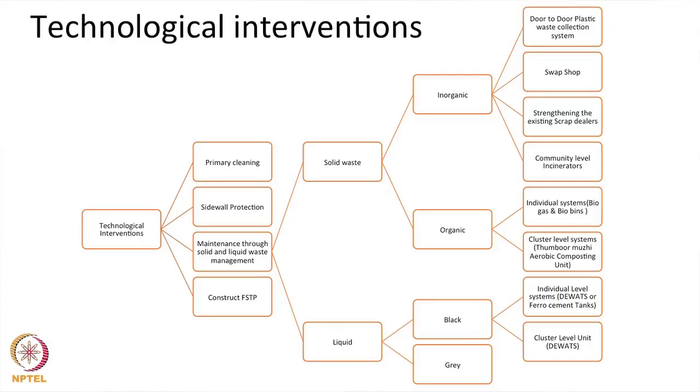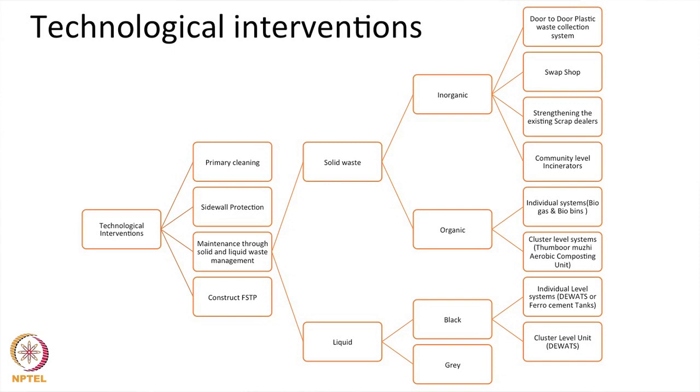Technological interventions: primary cleaning is done. Then we found that actually 70% of that gets cleaned because aeration happens when the flow happens. And then sidewall protection, maintenance through silt and liquid waste management, construction of an FSTP, which we are planning. Solid waste management, inorganic and organic. Inorganic goes to door-to-door plastic collection, swap shops, which can get these things done. Strengthening the existing scrap dealers, because they are the existing chain, so we should utilize them. And then community level incinerators for sanitary pads and things like that.